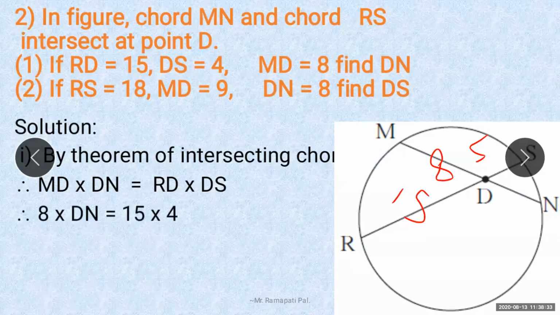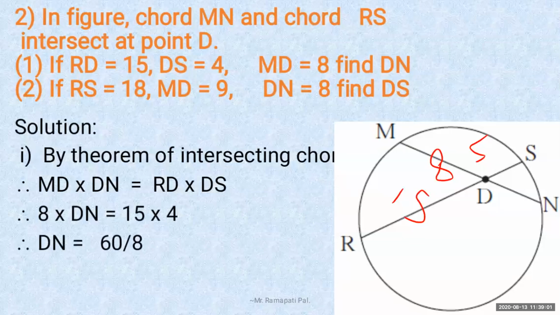So you will get 8 into DN is equal to 15 into 4. Take 8 to the right side and divide it. So DN is equal to 15 into 4 divided by 8, that is 60 upon 8. So we have completed the second question, first part.